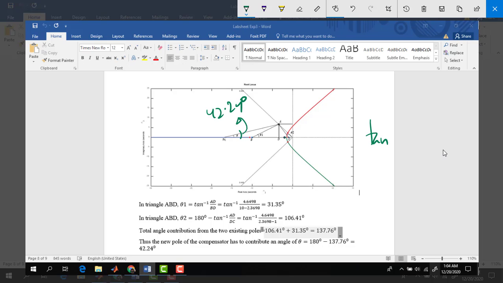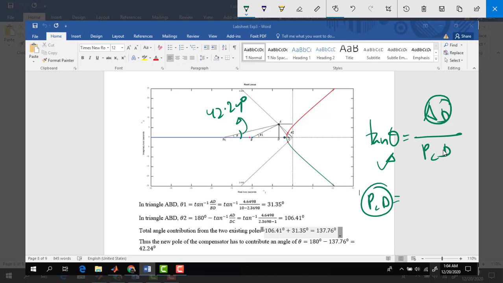So tan theta is equal to AD by this whole thing, PCD. This is PC and this is D. AD by PCD. We already know AD, we already know theta, so we will know PCD.